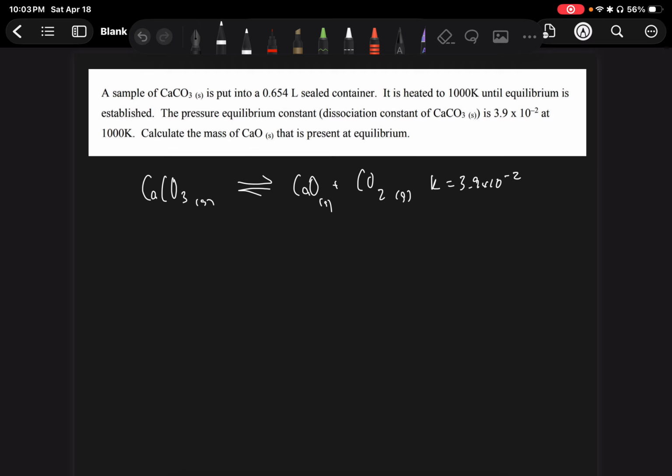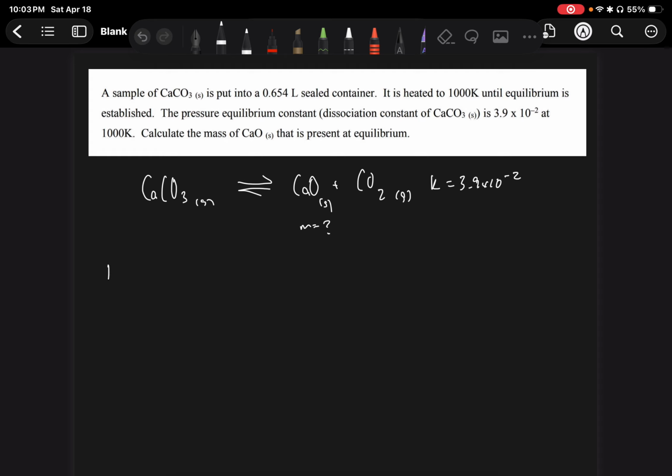We're trying to find the mass of this, so we need moles of that. How do you find moles? We know pressure. Okay, equilibrium. Okay, wait, now I'm looking confused.